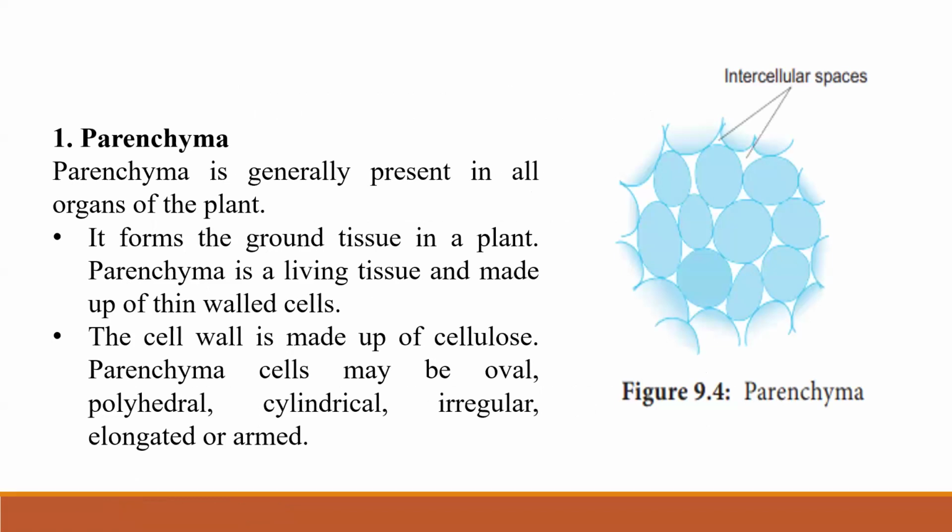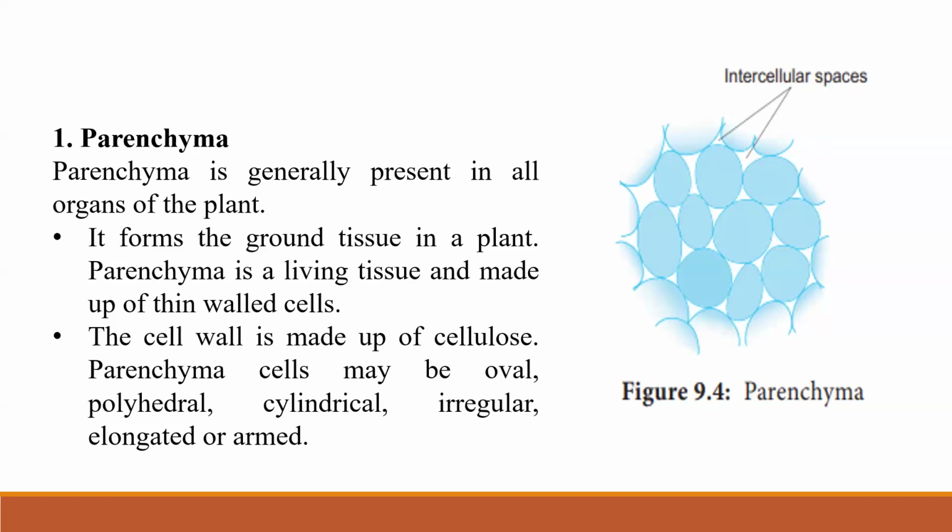Parenchyma is generally present in all organs of the plant. These are generally called ground cells, because all parts of the plant are generally made up of parenchymatous cells. So it forms the ground tissue in the plant. Parenchyma is a living tissue made up of thin-walled cells, and the cell wall is made up of cellulose.